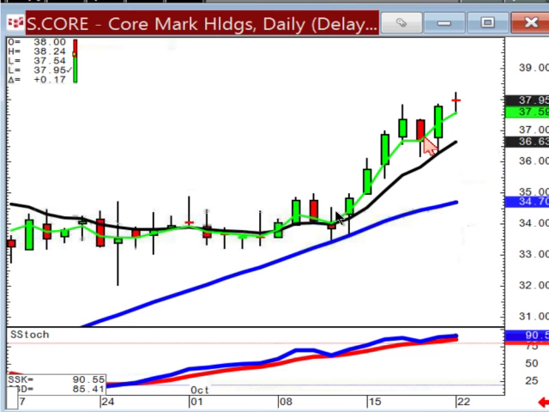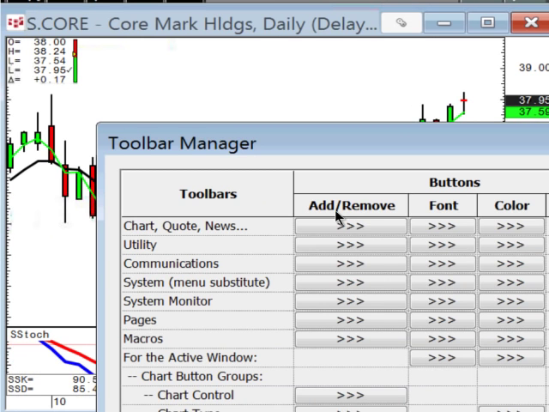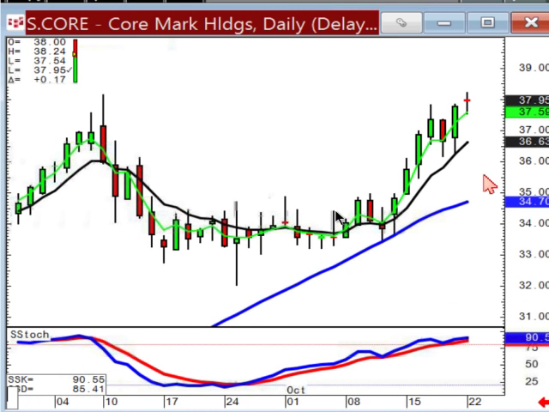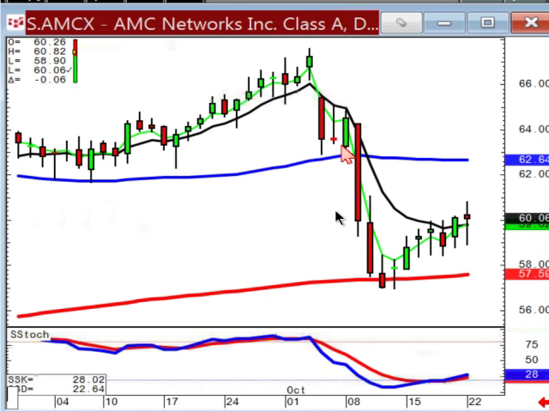For example, CORE is in this fry pan bottom. Well, for crying out loud. And where did it close today? Right about here. Right where this fry pan bottom started. For AMCX, what prevents you from selling during the day?